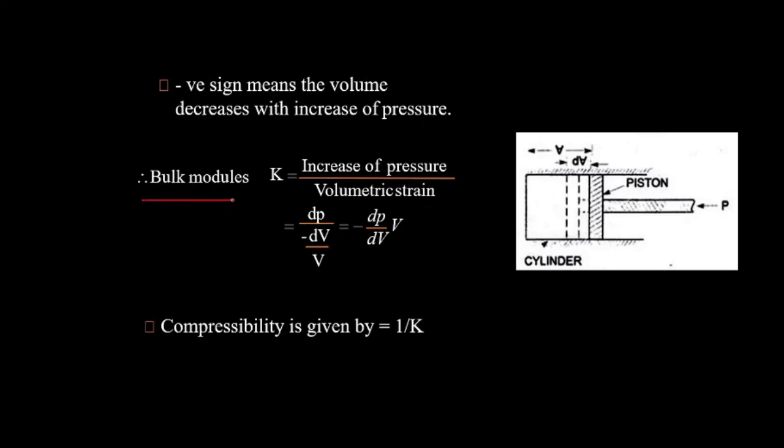So what does the bulk modulus become? Bulk modulus is equal to the increase of pressure, dP, divided by the volumetric strain, minus dV by V. When we simplify it, we get minus dP by dV into V. So the value of K in the context of fluid mechanics is K equals minus dP by dV into V. You have to remember this. It will help in solving the problems which come later on.